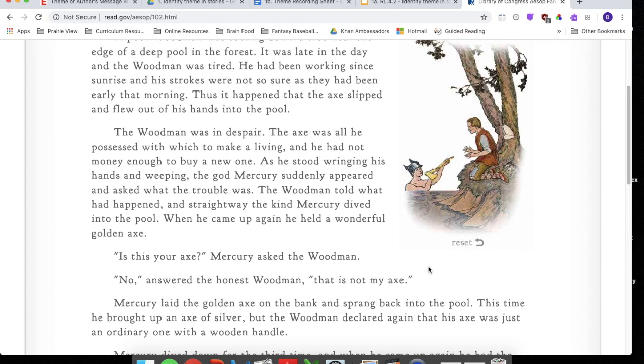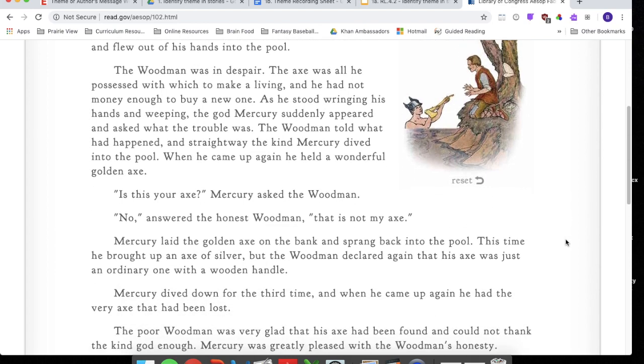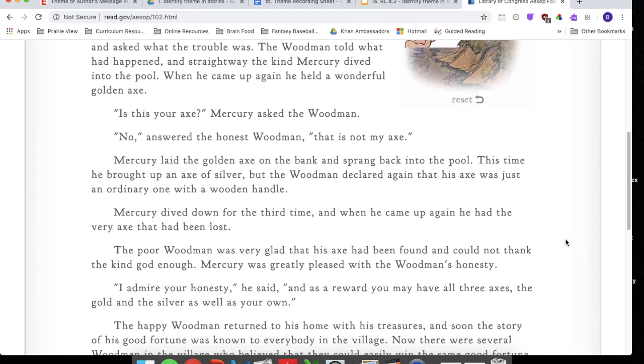Not sure if that was the original axe that the woodman was using. "Is this your axe?" Mercury asked the woodman. "No," answered the honest woodman. "That is not my axe." Mercury laid the golden axe on the bank and sprang back into the pool. This time he brought up an axe of silver. But the woodman declared again that his axe was just an ordinary one with a wooden handle.